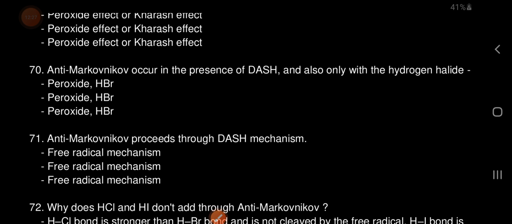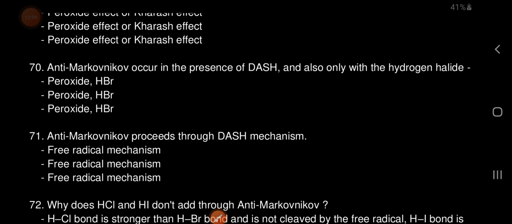Anti-Markovnikov addition occurs in the presence of peroxide and only with HBr. Anti-Markovnikov addition proceeds through a free radical mechanism.